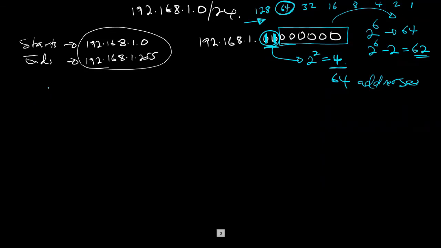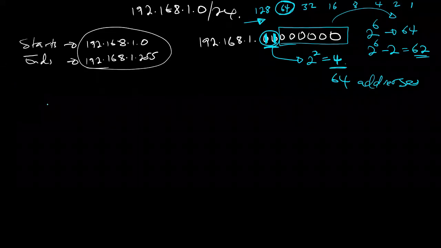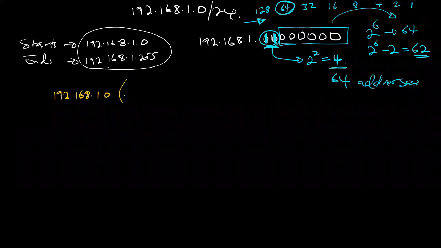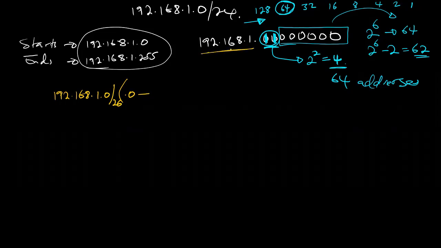Let me write those networks here. The first network starts at 192.168.1.0 and it is a /26. The original 24 plus 2. Are we together? Yes. Let me do that again.